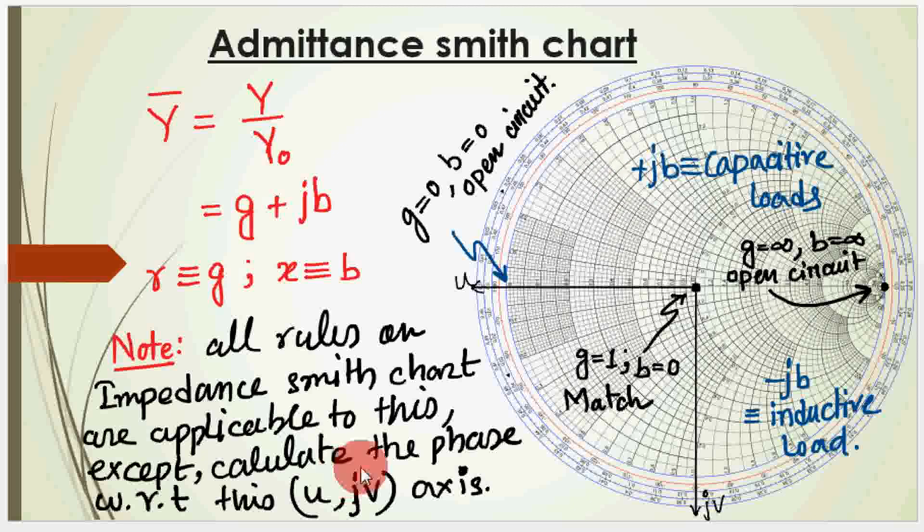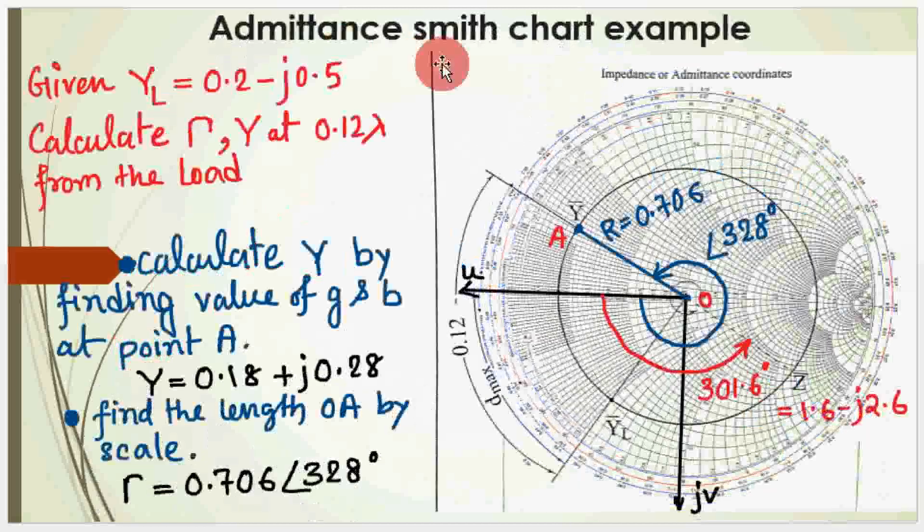that is the calculation of the phase. You have to calculate the phase with respect to this U plus JV axis. So let us see this particular problem with an example. So this is the admittance Smith chart example.